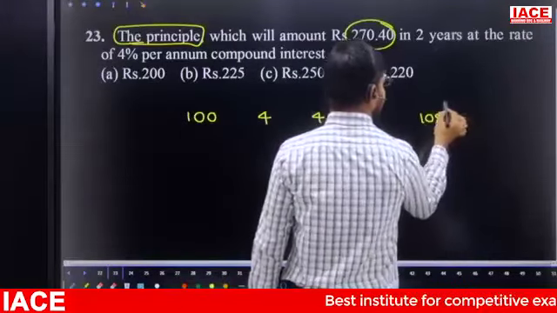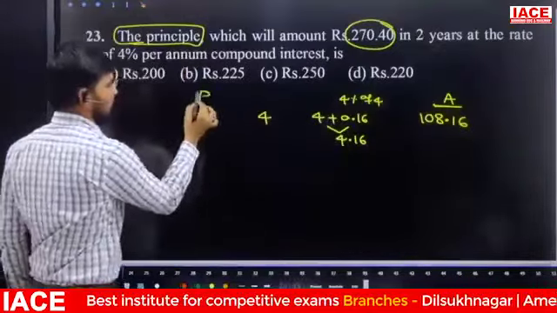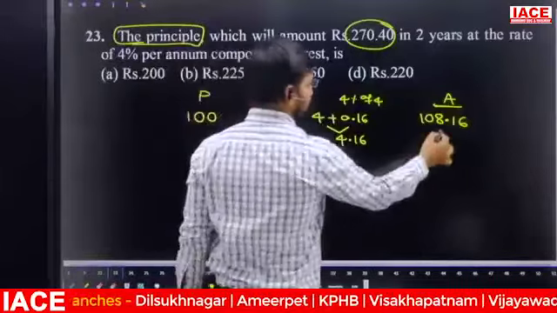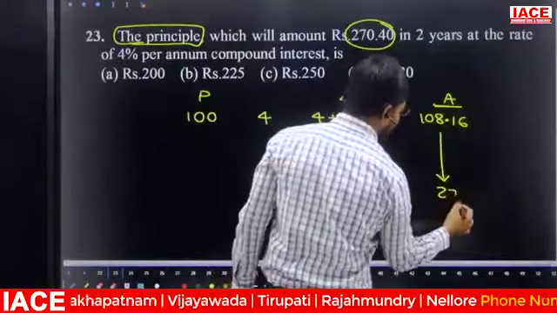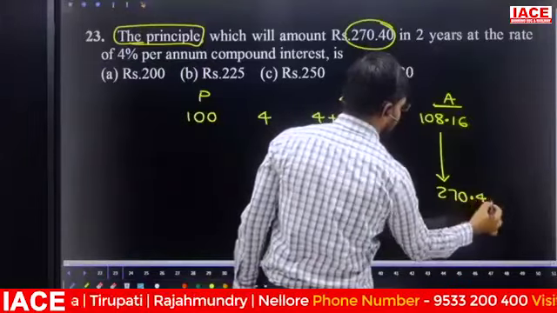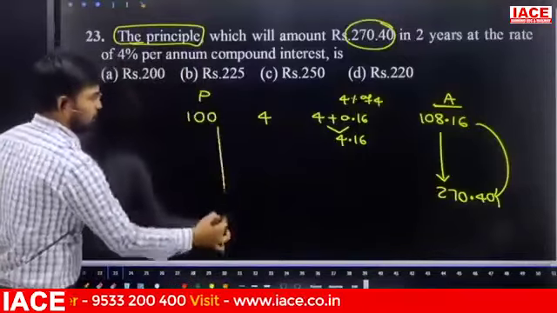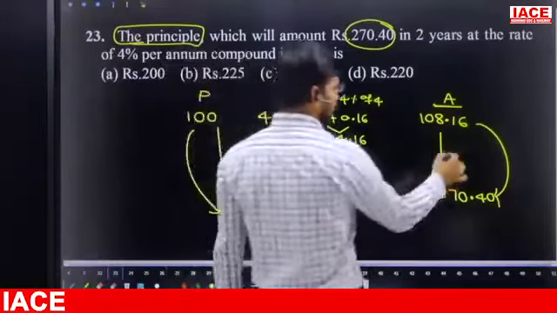108.16 is the amount. According to 100, if this is the principal, the interest is 4 plus 4.16, which is 8.16. So the amount is 108.16. But according to our problem, it is 270.40. So how many times does it go? It goes exactly 2.5 times.